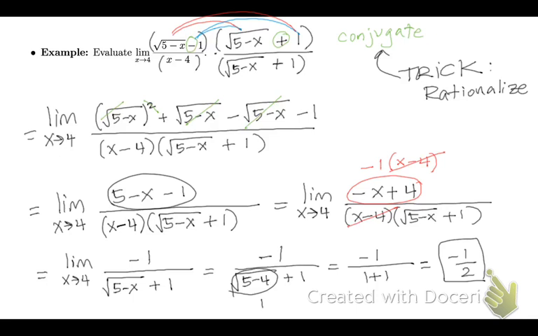Okay, so section 2.3, by and large, finding limits, you're just plugging in or you're using a trick. We had factor and cancel, do some algebra, simplify a complex fraction, or rationalize. Okay, so that's it for section 2.3.